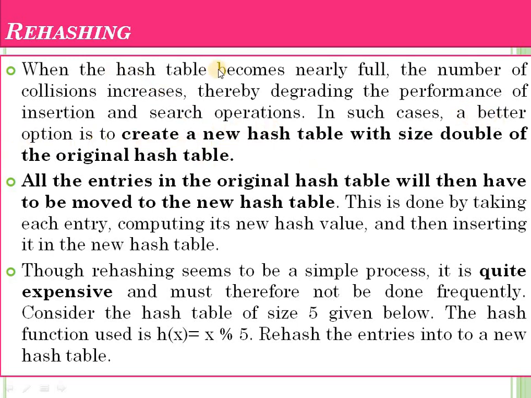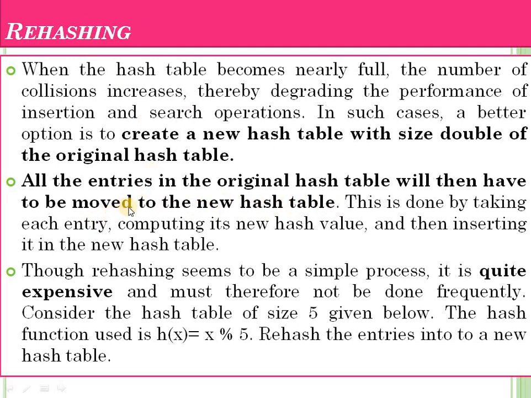In such cases a better option is to create a new hash table. If our hash table is full, then we have to create a new hash table with size double the original size. If the first hash table size is m, then the next hash table size becomes 2m, double the first. All the entries of the original hash table will then have to move to the new hash table.